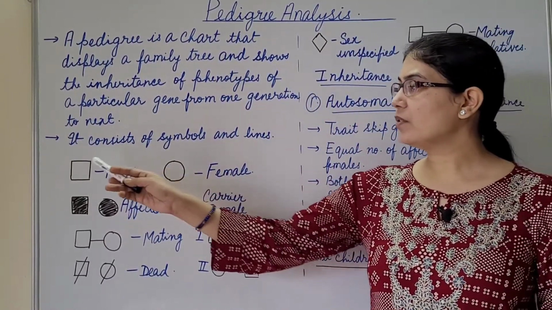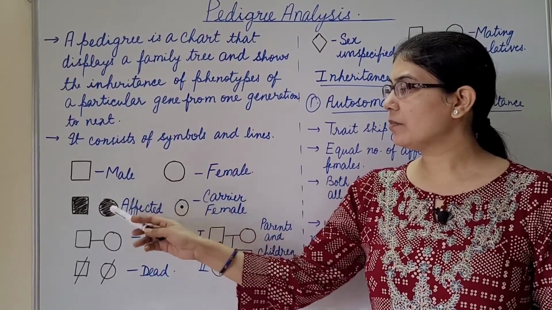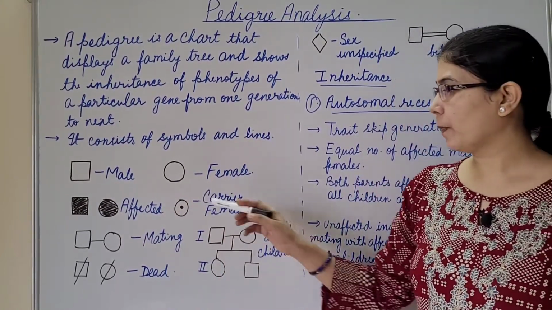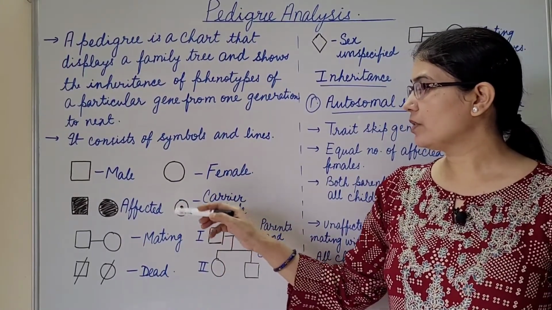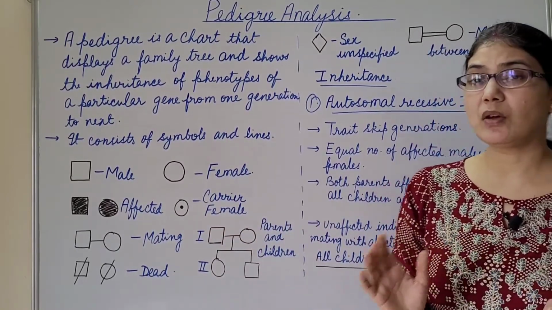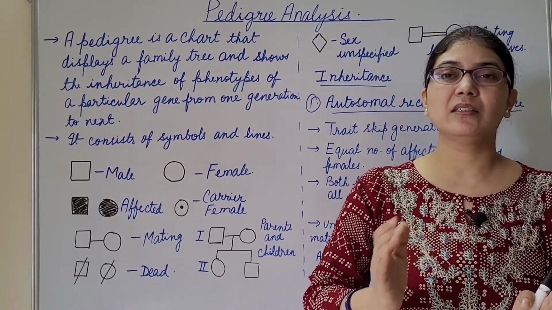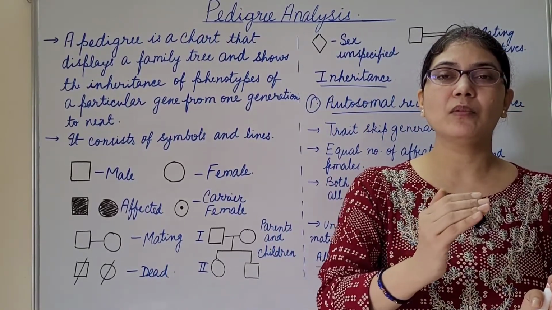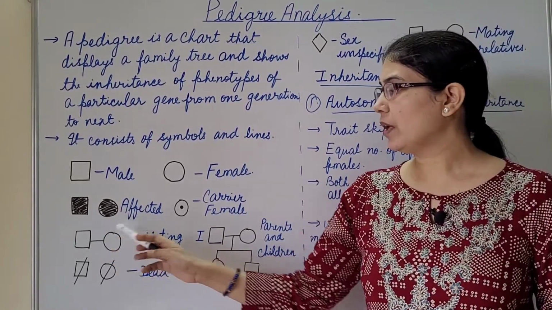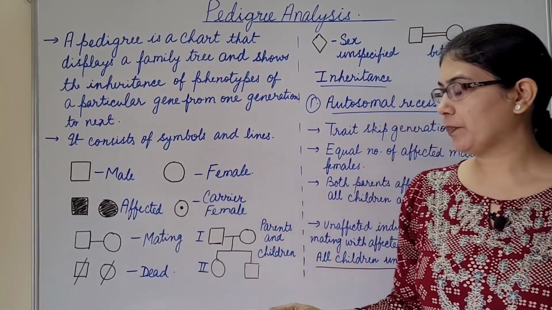Here, male is represented by a square, female by a circle. Colored symbols mean the individuals are affected. This symbol, a circle with a dot inside, shows the carrier female. That is, the female is not affected, but she is a carrier. She carries the disease or trait from one generation to the other. A line between this male and female shows the marriage or mating between them.